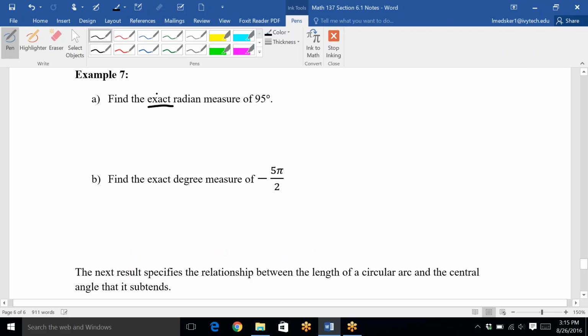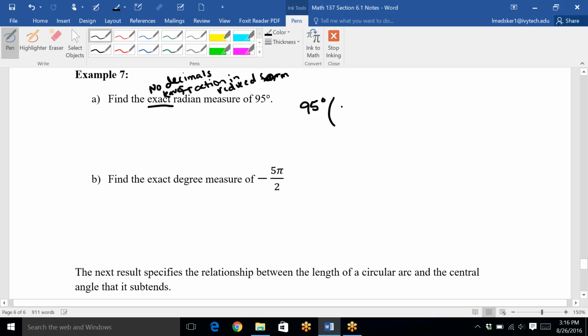Now let me talk about this for a minute. Exact means no decimals. It means you're going to leave it as a fraction in reduced form. That's exactly what we mean by exact. We don't want you turning anything into an approximation. So if we take this 95 degrees.